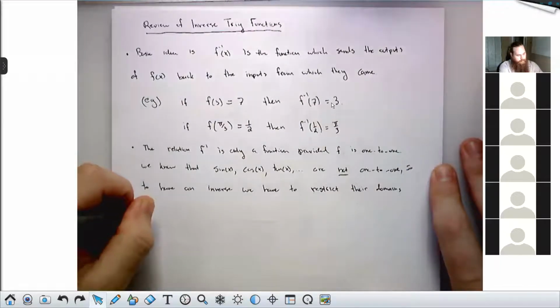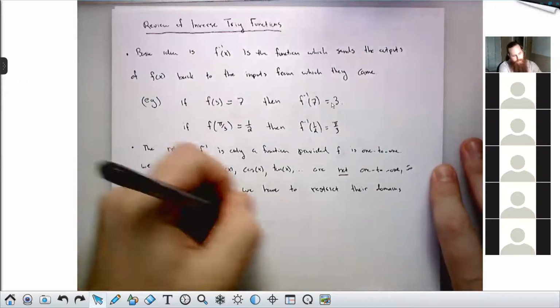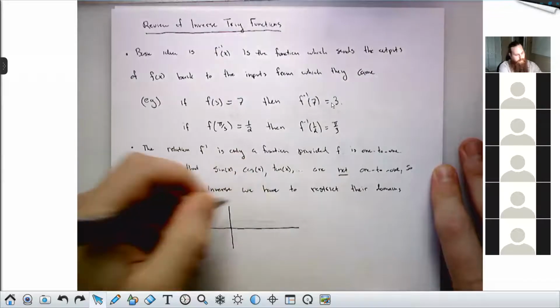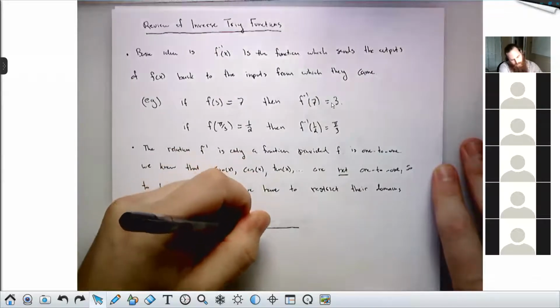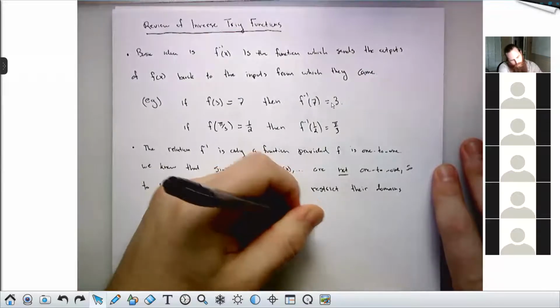For the sine function, whose graph looks like this, you know, and it continues on and on like this forever.